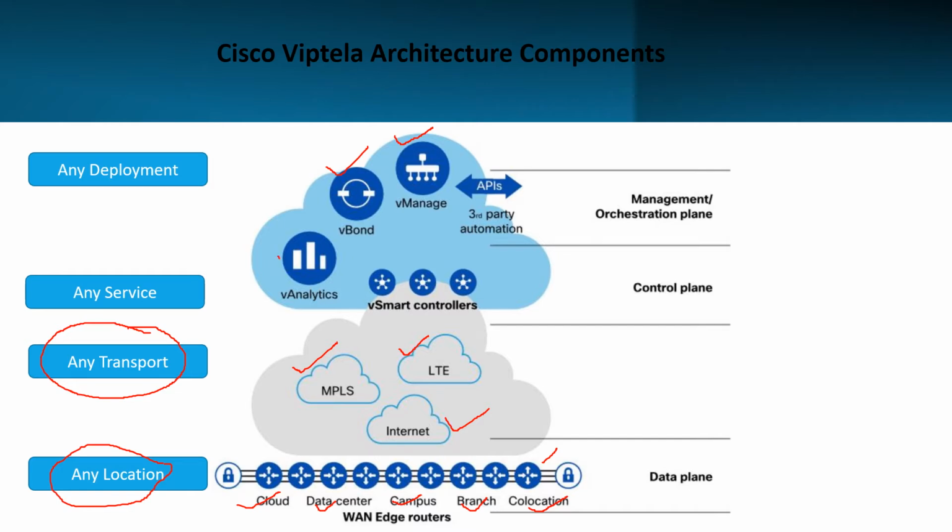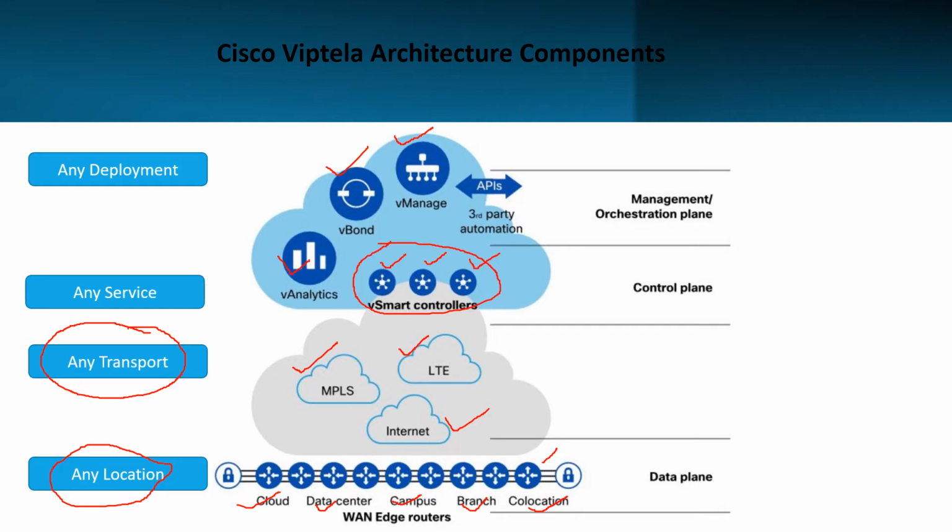Then you have vAnalytics. Here you are going to get all the reports. Then as a main component, the vSmart controller is a component which is going to participate and build your control plane. So all the routing traffic is handled by your vSmart controller.